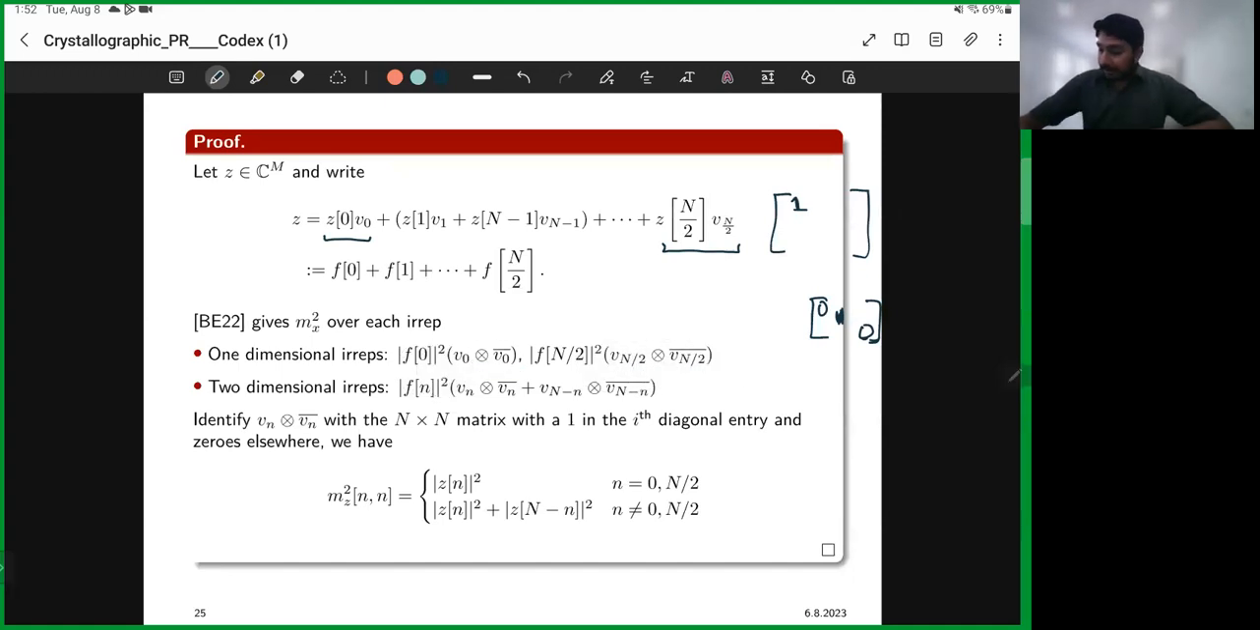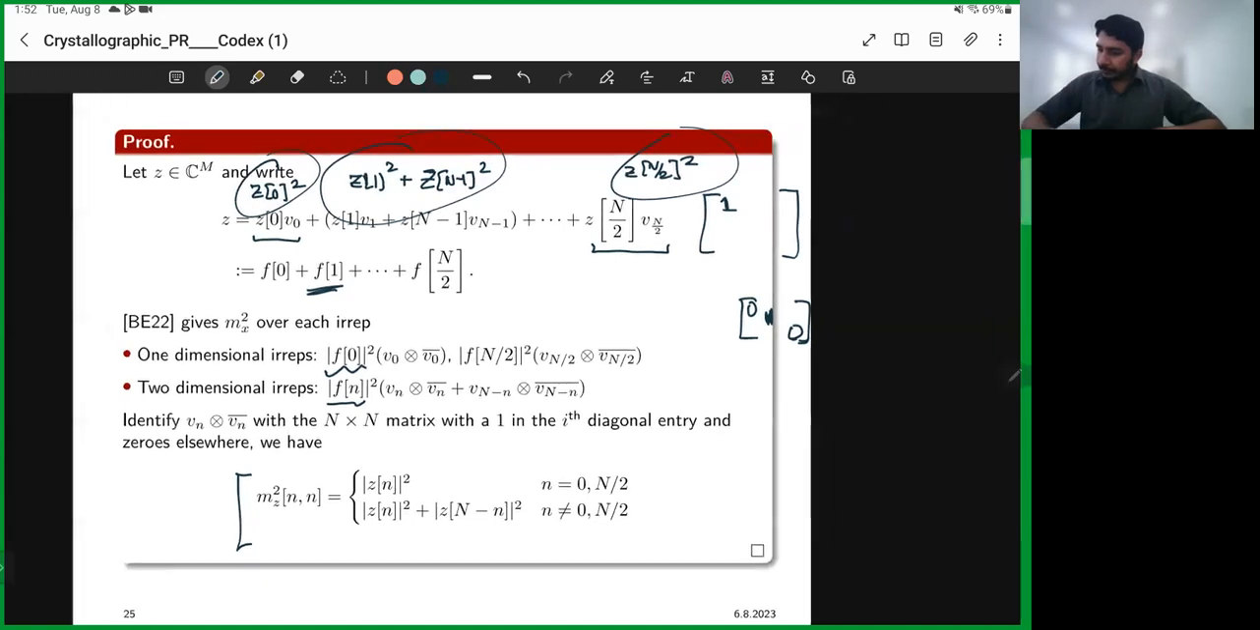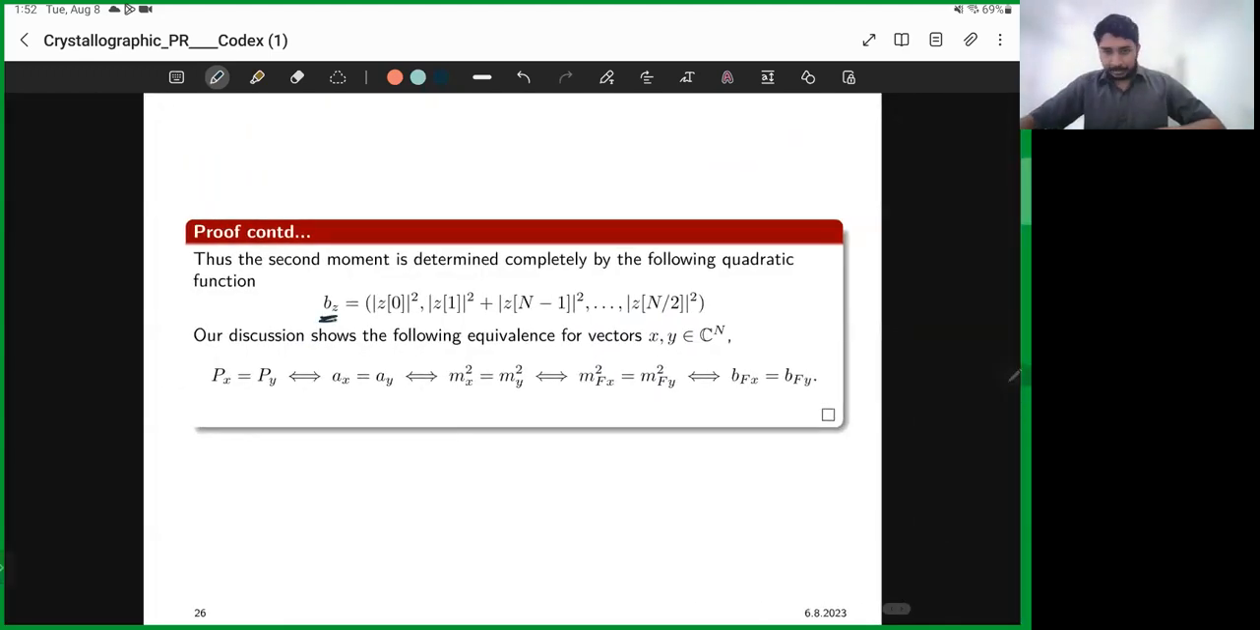And identifying that and then noticing that the magnitude squared is really just Z1 squared plus Z_{n-1} squared in this case, and here it's just Z0 squared, here it's Z_{n/2} squared. So it's these magnitudes that we are really interested in. So when you put them all together, we see that the second moment captures the same information as just these functions, right? And ultimately, this B function is just going to be these magnitudes, right? Z0 squared, Z1 squared plus Z_{n-1} squared, and so on and so forth, right?